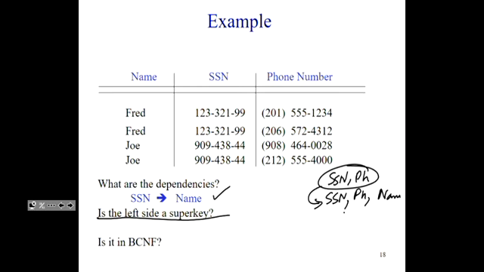Okay, so is the left-hand side of this dependency a super key? No, because it misses phone number, and therefore this is not a super key. And because of that, this relation is not in Boyce-Codd normal form. It's not in BCNF. Okay?